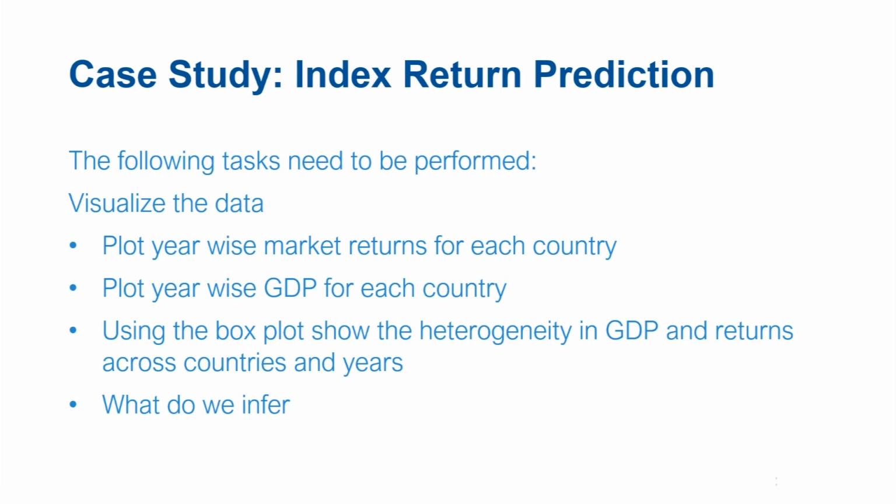We'll plot the year-wise market index returns for each country. We'll also plot year-wise GDP for each country, and we'll make use of box plots to show the heterogeneity in GDP and returns across countries and years. And we'll try to infer whether indeed the distribution of returns and growth of GDP over the years differ from country to country or carry heterogeneities across countries.